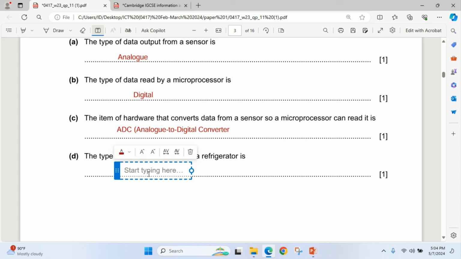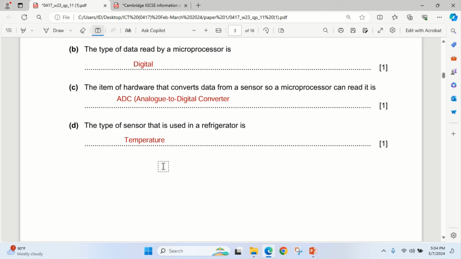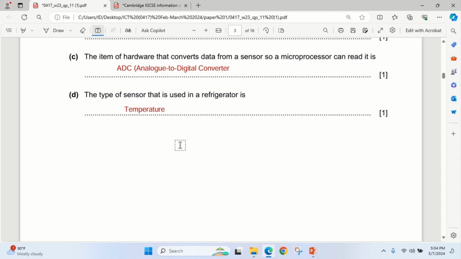Then question D, the type of sensor that is used in a refrigerator is temperature sensor. How do I know? What is temperature? Temperature is the degree of coldness or hotness of a body. And that's why we use a refrigerator. Okay, so that's temperature sensor. That's the type of sensor.